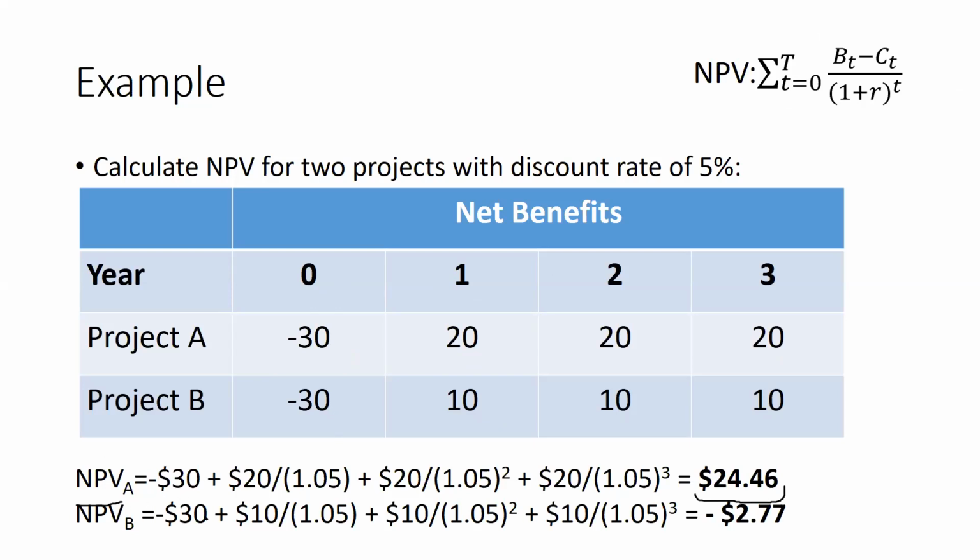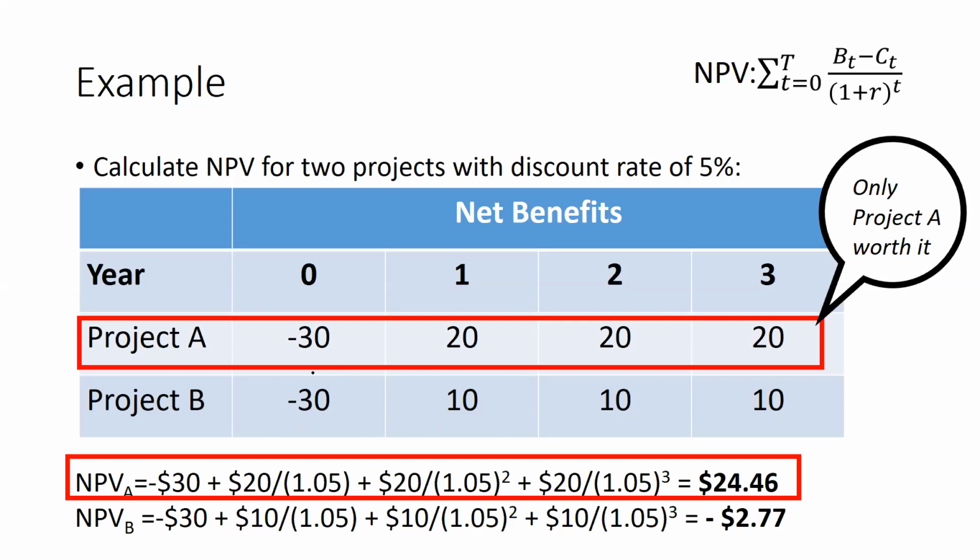When we do the same thing for Project B, we see it's much smaller. In fact, in this case, it's negative. And that's because we pay $30 up front, we accrue $30 worth of benefits over time, but because there's time value of money, we have to discount each of these $10. So we know it's going to be less than $30 of net benefit with a $30 cost. Put differently, in doing this cost-benefit analysis, only Project A is worth the undertaking of a $30 upfront cost.